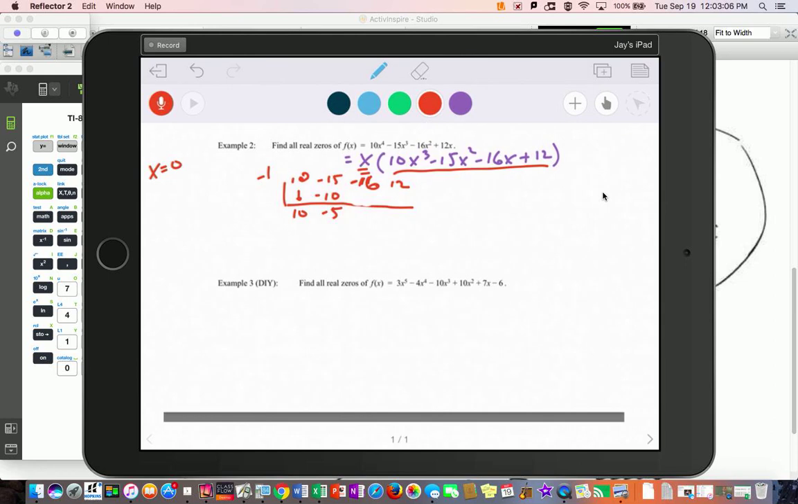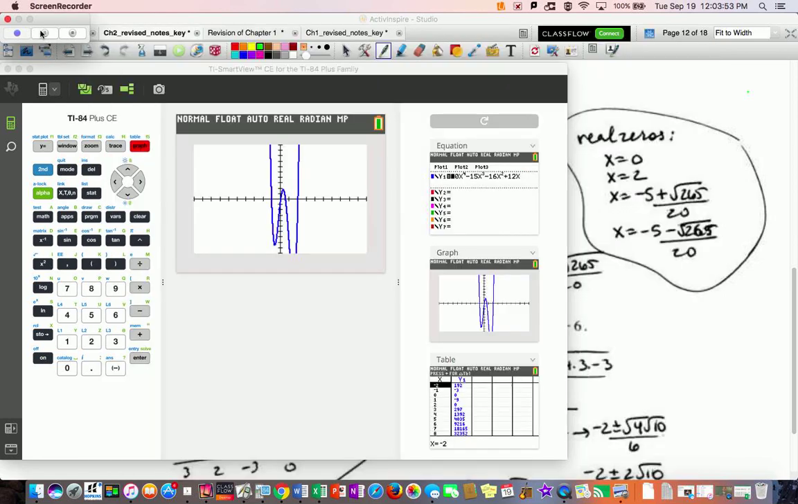So negative 10 and negative 15 is negative 25. So this will be 25. So then that's 9, and this would be negative 9. I'm getting an output of 3. So negative 1 didn't work.